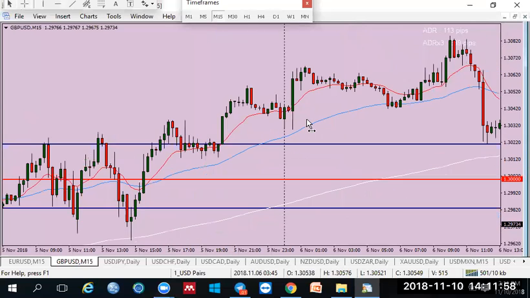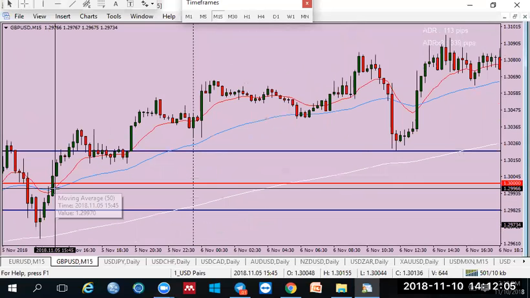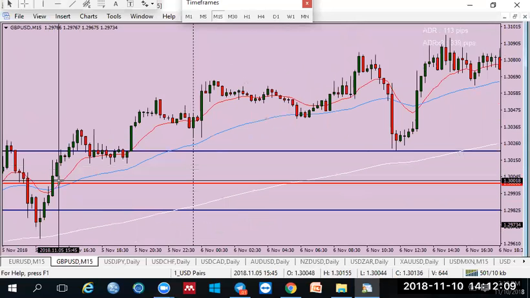you could have continued buying this pair. The closing below was around here. Or you could decide if it closes below the red, whichever your choice. So if it's a close below the red moving average, it was here. So this is where you could have exited. And this was 50 pips.